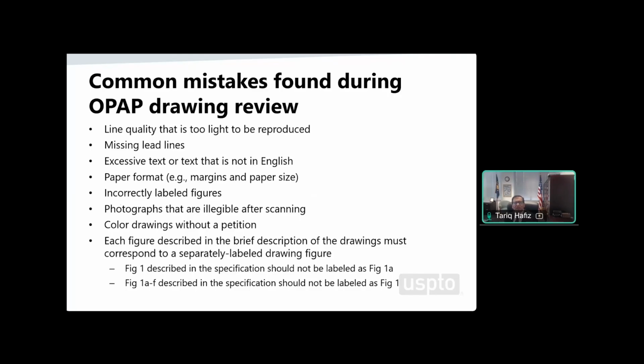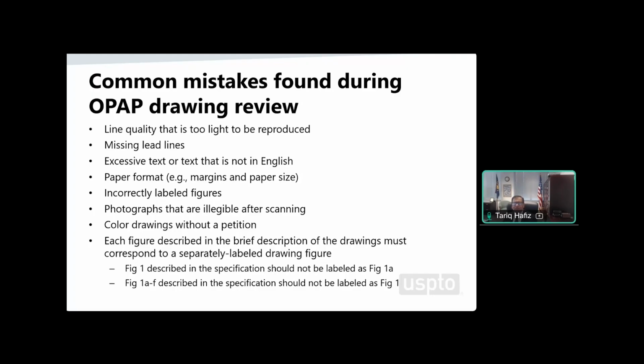So the most common mistakes include improper line quality. For instance, if you have a nice black line drawing and then add another line in pencil, the line quality of that pencil mark may not be dark or thick enough to be reproduced. We also see a lot of missing lead lines, which go from the part to the reference numeral. Some folks forget to use reference numerals and write in the names of each part, which can be messy. And a lot of issues come up when submitting a photograph.